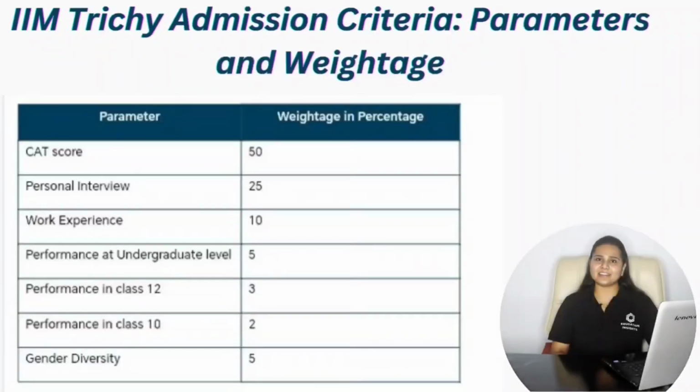Now if we consider the final selection criteria with the Indian Institute of Management, Trichy, 50% weightage is given to your CAT score, then 25% weightage to the personal interview, 10% weightage to work experience, 5% weightage to performance at the undergraduate level, 3% weightage to performance in class 12, 2% weightage to performance in class 10, and 5% weightage to gender diversity. So these are all the factors considered in the composite score calculation with the Indian Institute of Management, Trichy.